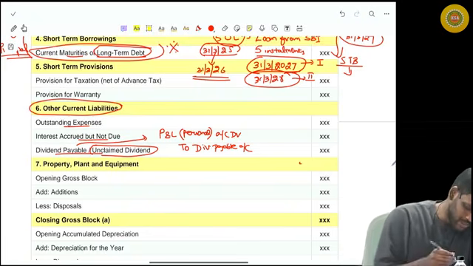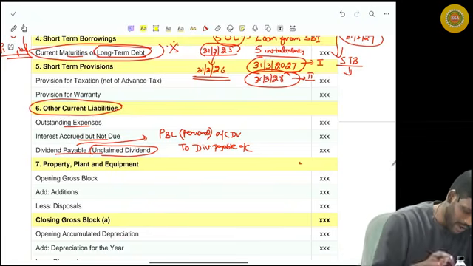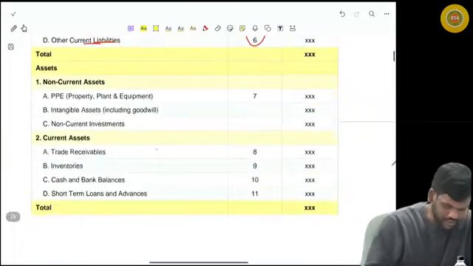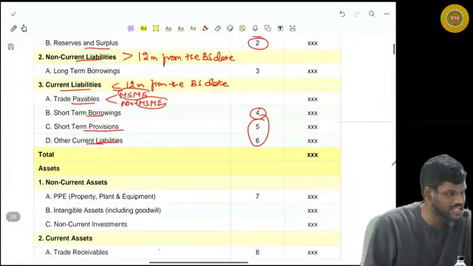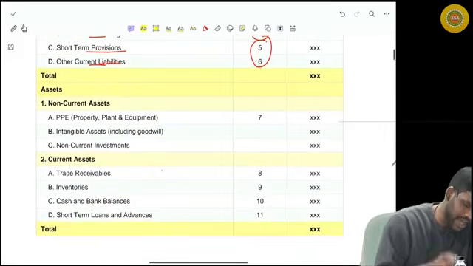Okay, so that is what dividend payable and unclaimed dividend is. So we have successfully completed the equity and liabilities section of the balance sheet. Now let's go to the assets part of the balance sheet.